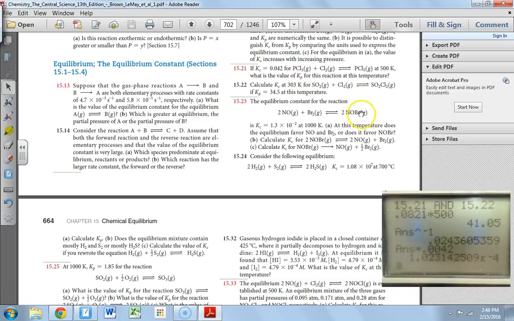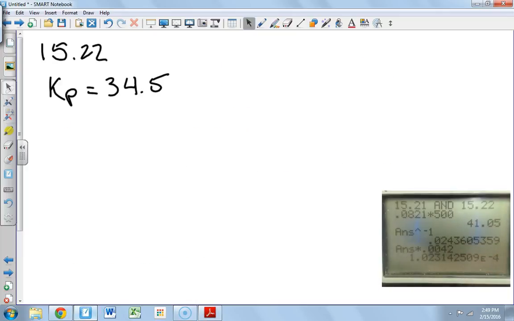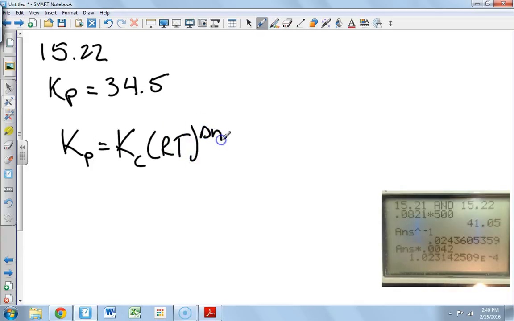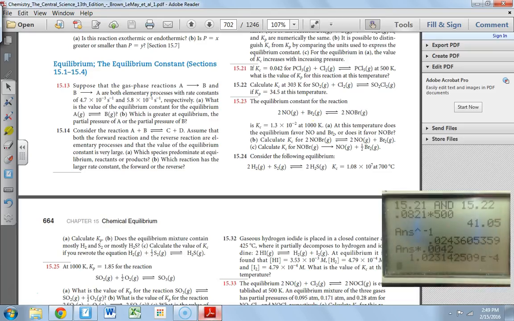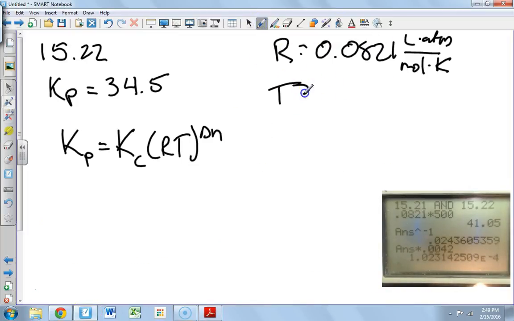Now for 15.22, we have the same idea. We have a different temperature and a different reaction, and now instead of going from Kc to Kp, we're going from Kp to Kc. It's a lot of Kp's and Kc's, but the formula is still the same. Kp equals Kc RT to the delta n. R we know: R equals 0.0821 liter atmosphere per mole Kelvin. T in this case is 303 Kelvin.